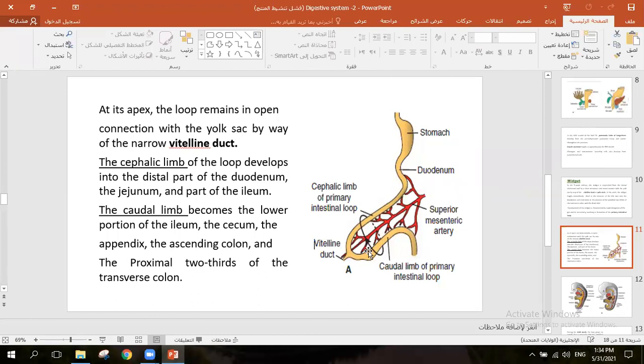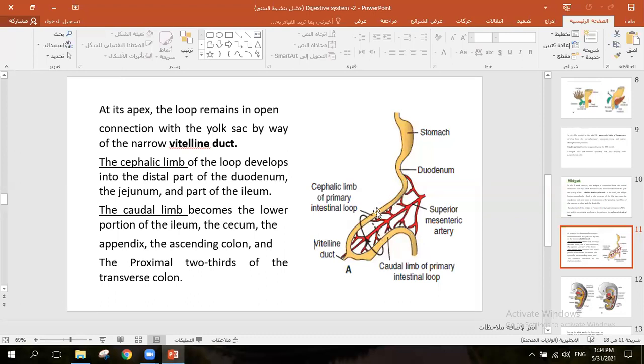The cecum, appendix, ascending colon and the proximal two-thirds of the transverse colon. We repeat: the midgut at the fifth week of development begins immediately distal to the entrance of the bile duct into the duodenum, and extends to the junction of the proximal two-thirds of the transverse colon with the distal third of the colon.